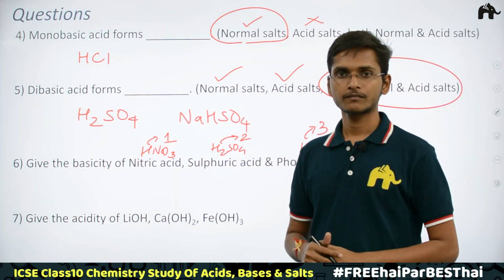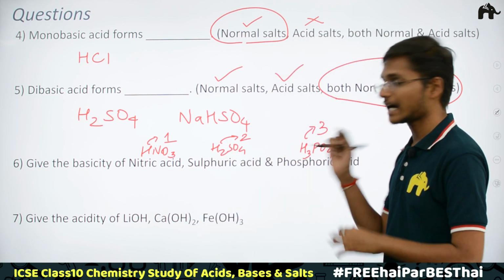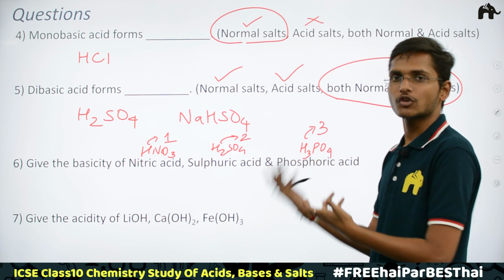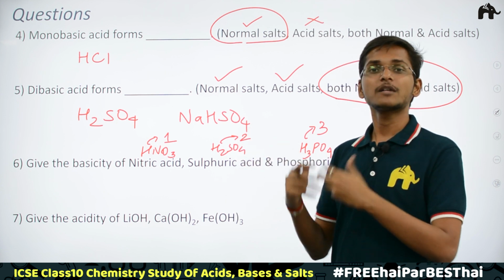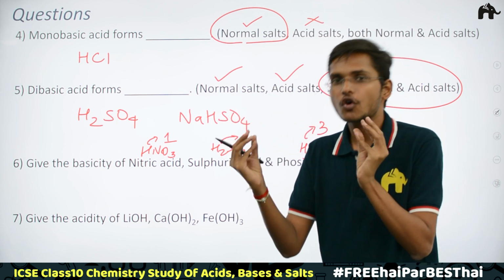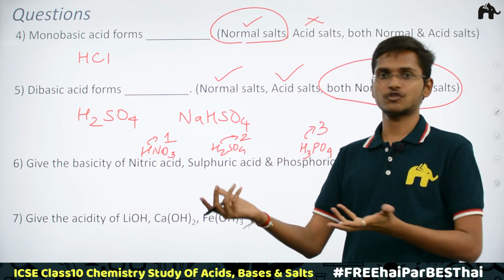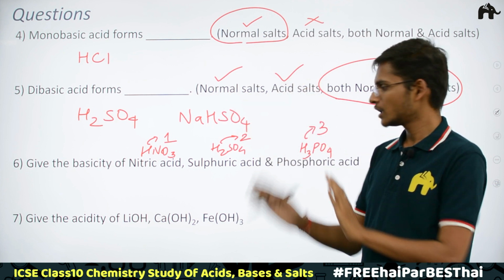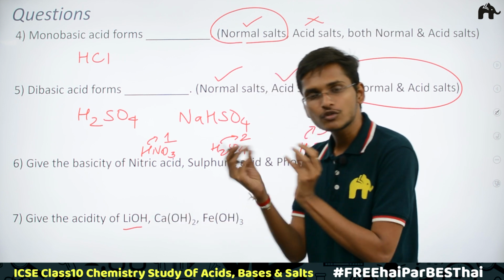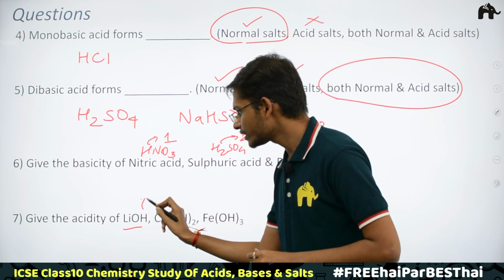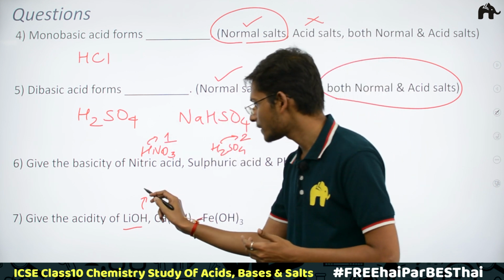Okay, very simple. Now the last question: give the acidity of LiOH, calcium hydroxide and ferric hydroxide. We are just going to apply the concept. Now what is acidity? We all know it is the number of OH minus ions produced by the dissociation of one molecule of base in aqueous solution. Very simple, we have learned its definition. So here LiOH, one molecule would dissociate and form one OH minus ion, which means acidity is 1.